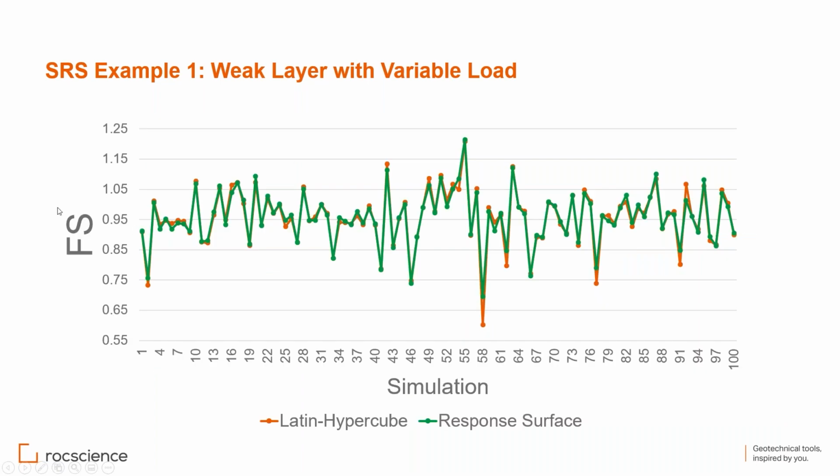So the load is also variable. We ran that model once with Latin hypercube and once with response surface, and then we compared the first 100 simulations: the factor of safety that response surface predicted versus the one that Latin hypercube actually calculated. Latin hypercube is in orange and response surface is in green. You can see that it's quite impressively accurate at predicting. It's almost exactly the same for all samples. Some of the more edge cases that go further are slightly off, but still they're very much in agreement.